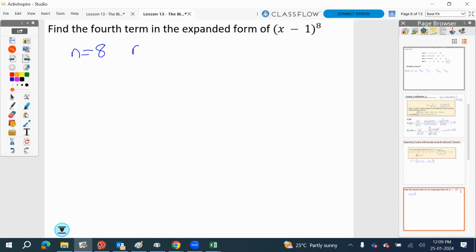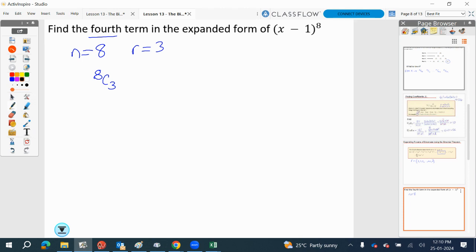Is it always one less than the term? The fourth term is always 3. In the first term, r is 0. So r is always 1 less than what term it is that we're counting. So in the fourth term, r is 3. Why? Because it's the term minus 1. It's the term minus 1. It's in the question. Okay. So the fourth term is going to be 8C3.